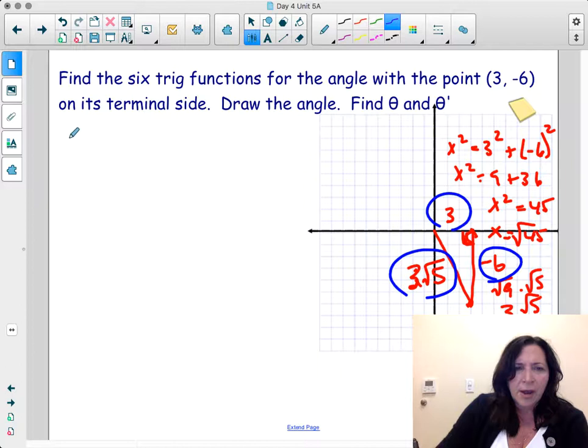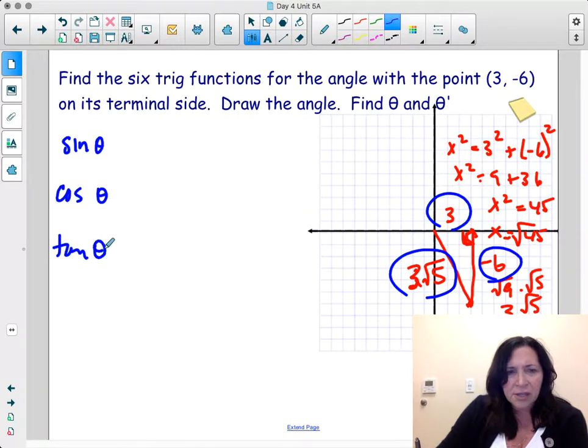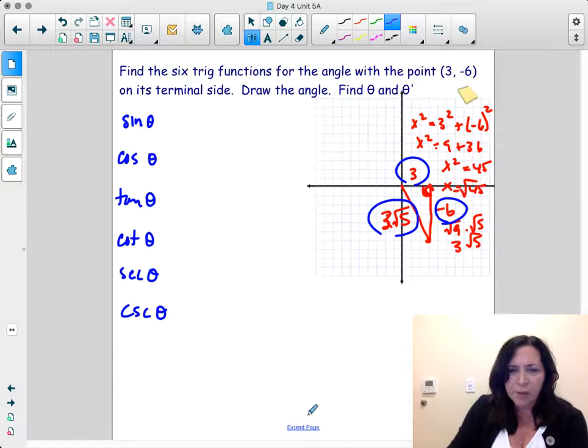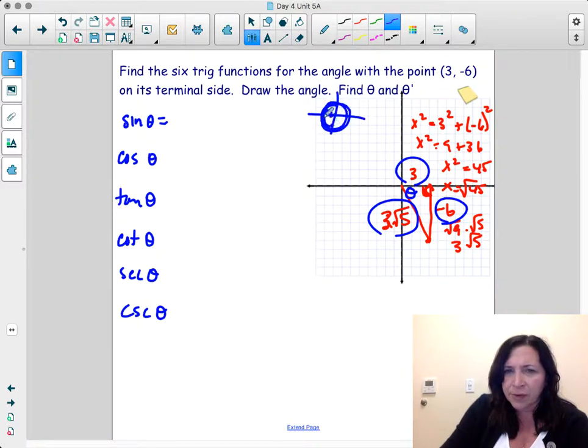Okay, so finding, let's say, sine of theta, cosine of theta, tangent of theta, cotangent of theta, secant of theta, cosecant of theta. There's no order to this. You just put it how you want it. Sine of theta is going to be, where's theta? Theta is here at the angle. Theta is always one of these angles around here.